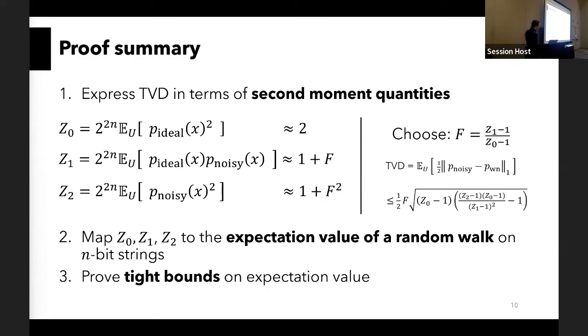But then the crux of the proof is to map these second moment quantities to the expectation value of a certain random walk on bit strings of length n. And then the third step is to analyze this random walk and prove tight bounds on the expectation value. I think if you can express a random quantum circuit problem in terms of the second moment, this is likely to be an effective method in general. So if you're interested, you should look into it.